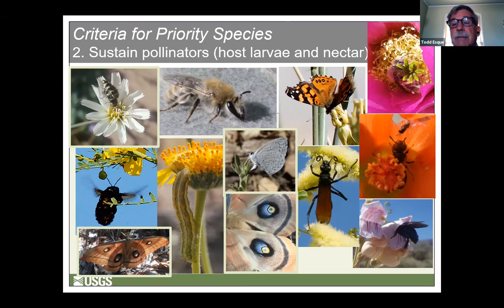This list I'm adding to for myself all the time. In fact, yesterday I added this. The lower left-hand corner is a polyphemus moth, which I only knew from the eastern U.S., but a friend of mine found one near Caliente, Nevada yesterday, and a close-up of the eyes of that moth are right here.